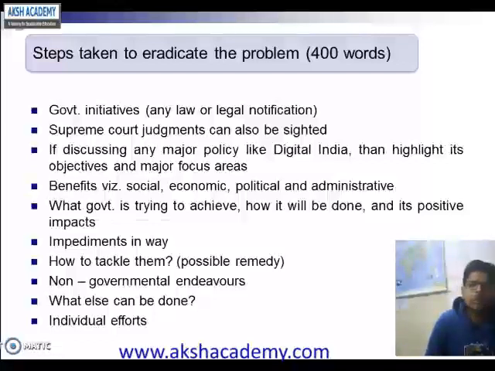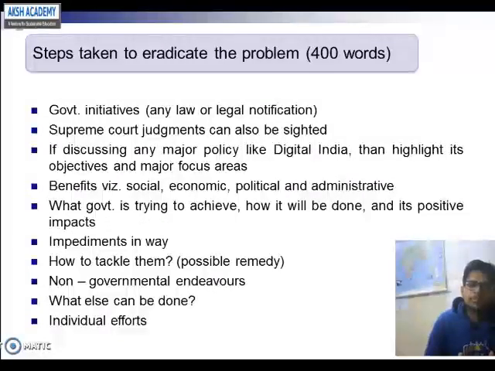Endeavors from different NGOs or non-governmental institutions or individuals also. What else can be done? What can a particular individual do? Just try to correlate the national work with the duty of the individual, without compulsion. It should be intentional. It should come from the beginning. You should frame your answer in such a way that you are reminding a citizen that it is their duty towards the country.